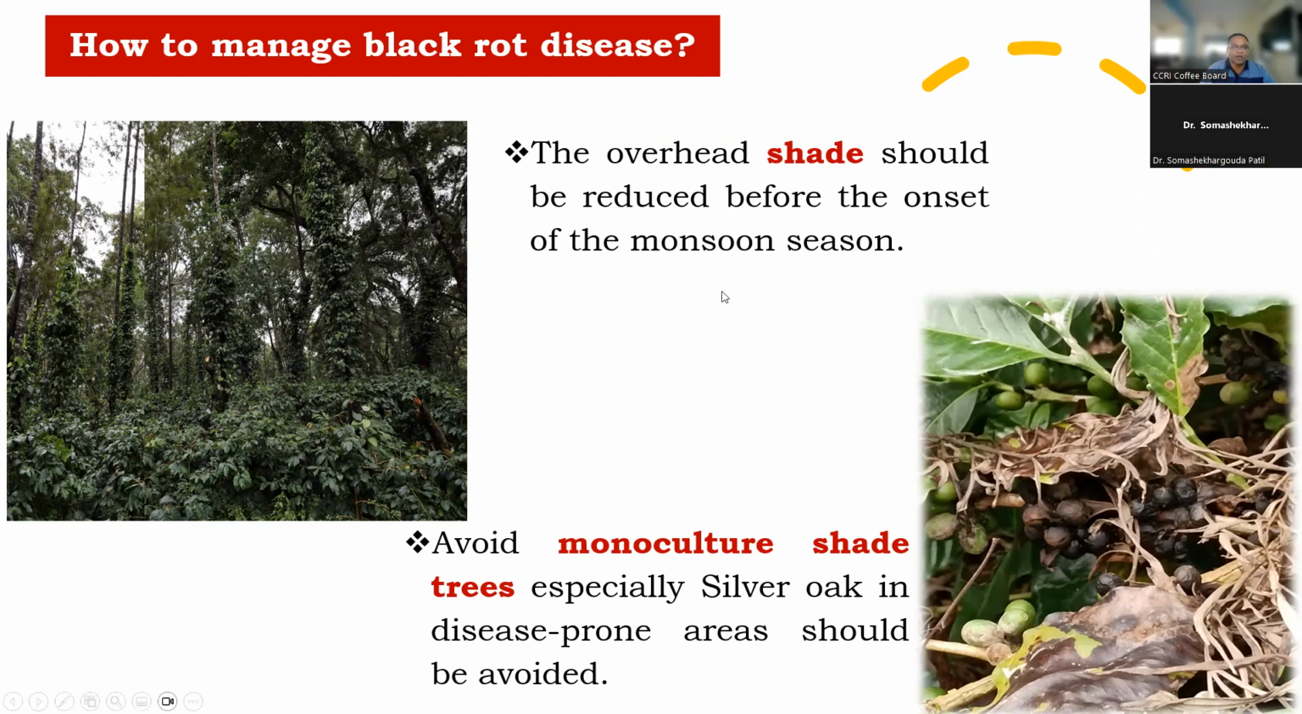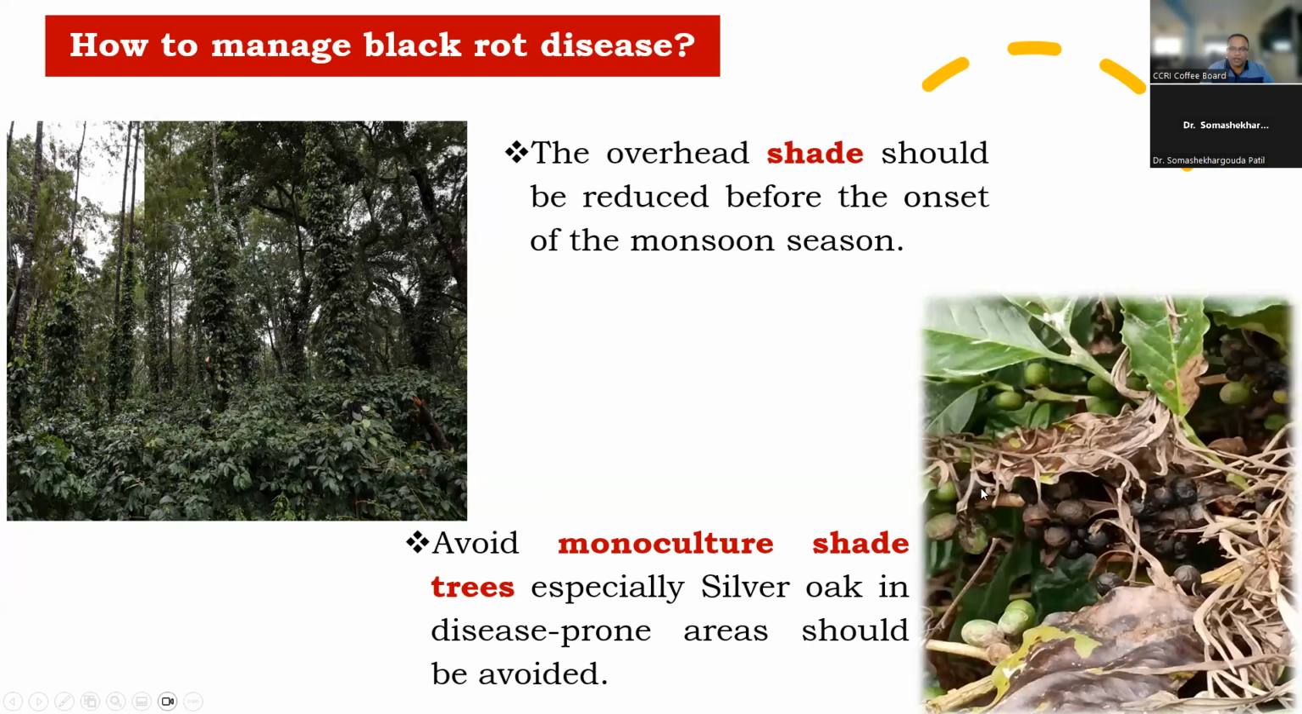shade by shade lopping before the onset of the monsoon, and we should avoid monoculture of especially silver oak trees wherever there are disease prone areas, because you see in the picture that wherever the litter of the silver oak leaves has fallen on the coffee bushes, it facilitates development of moisture on that bush, and it facilitates the development of the pathogen. And in this picture it is clearly showing that wherever there is leaf litter of this silver oak, very severe disease patches are to be seen.